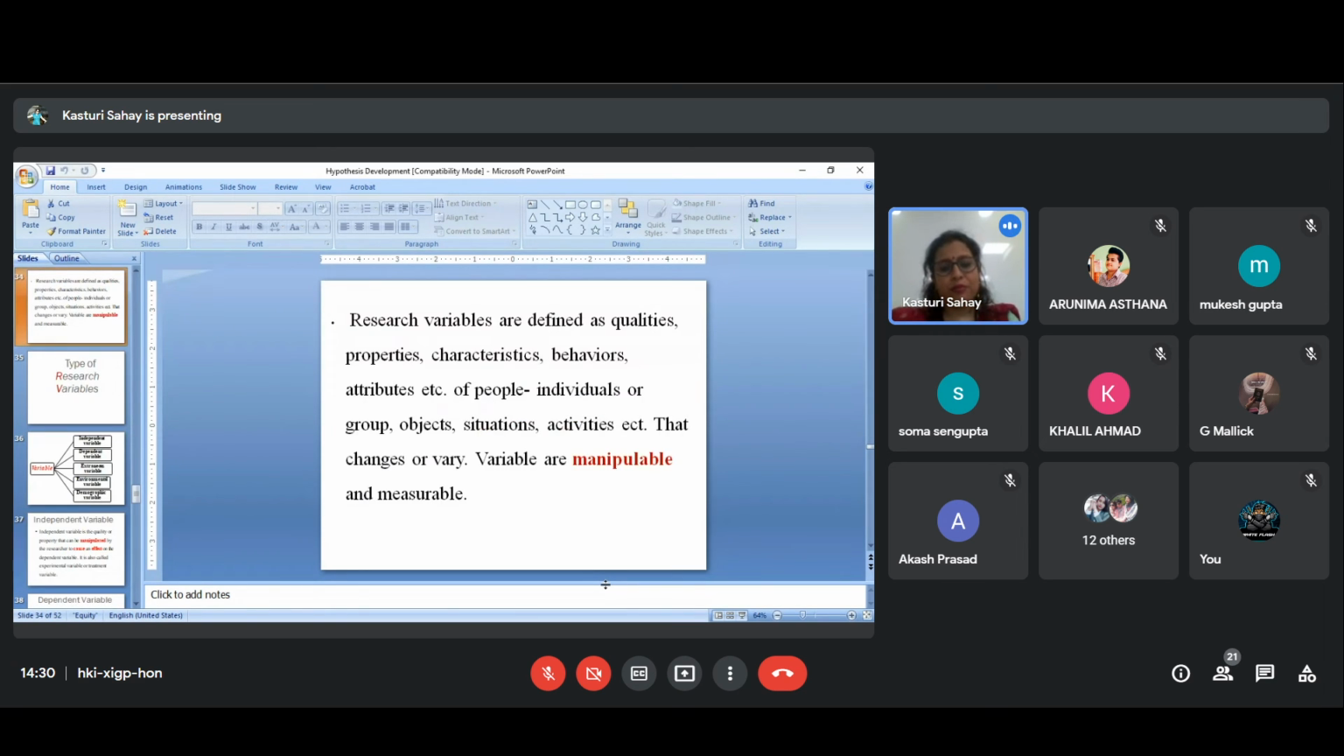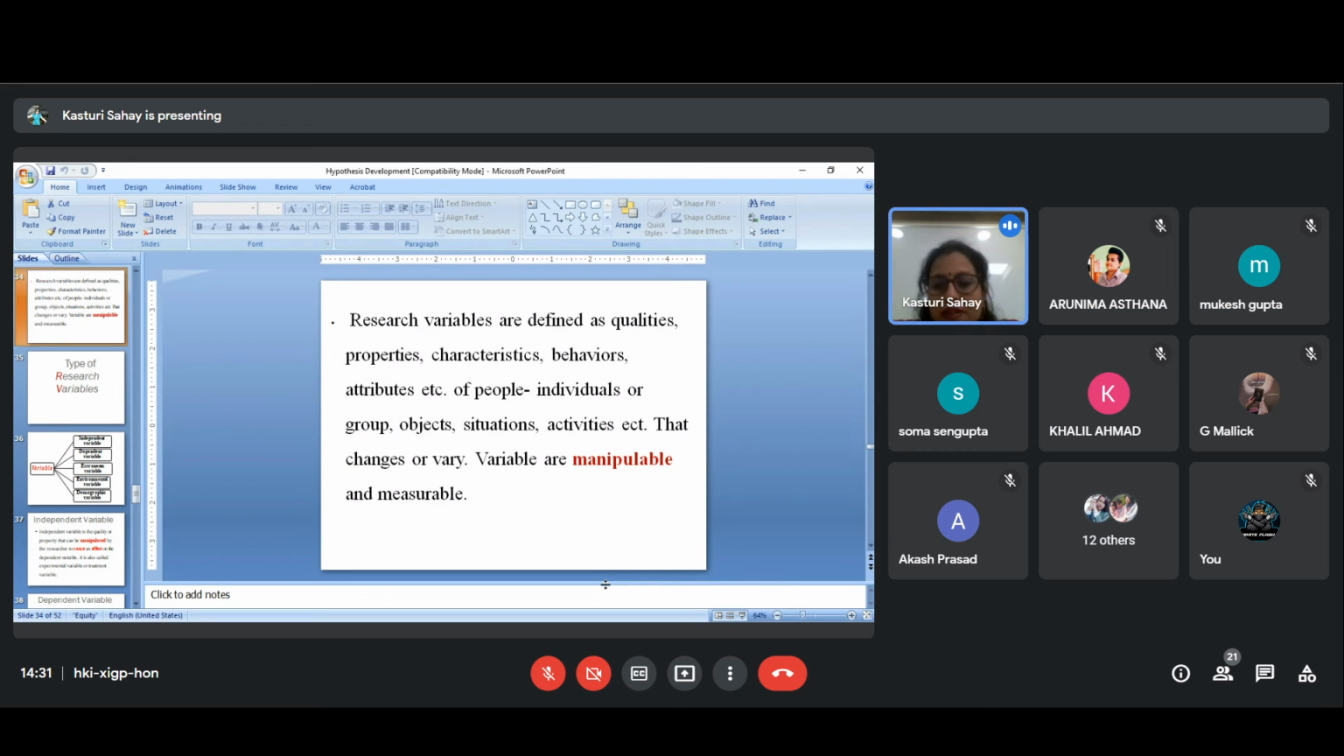Next is variables. We always say independent variable, dependent variable. But what exactly are variables? You'll get many terms, like independent variable, dependent variable, extraneous variable, environmental variable, demographic variable. All these terms keep on coming in your research. So I thought I'll cover this as well for you. That is, what are variables?